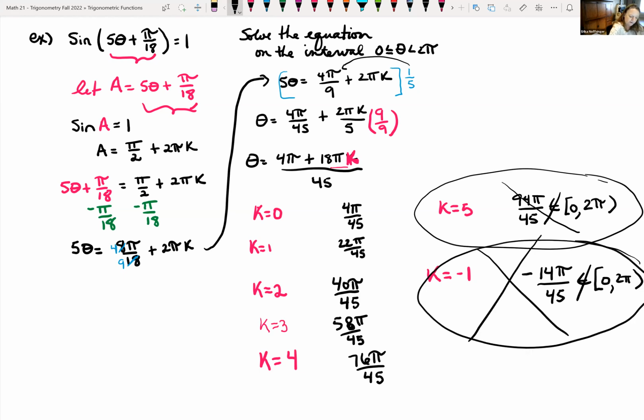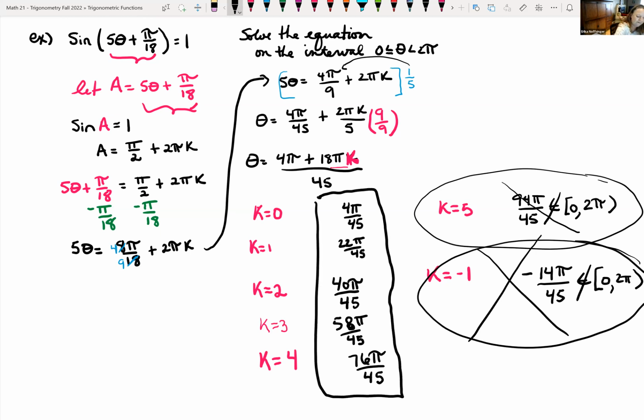So there are 4 answers that work. Actually, that's 5. There are 5 answers that work, which we have boxed here. 4 pi over 45, 22 pi over 45, 40 pi over 45, 58 pi over 45, and 76 pi over 45 should satisfy this equation.